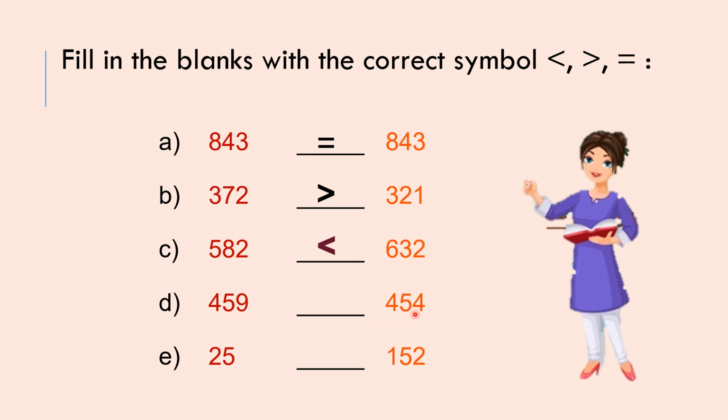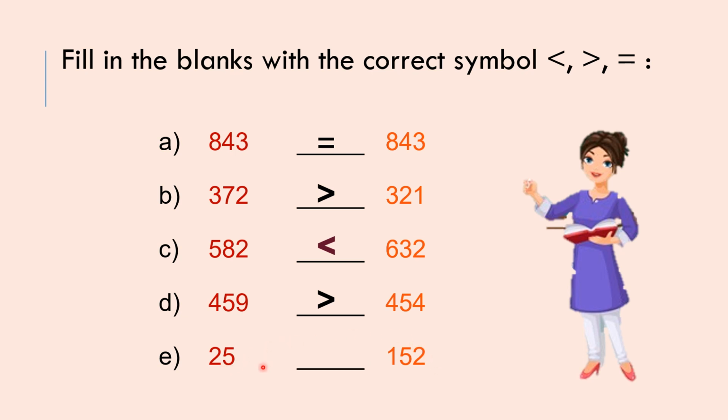459, 454. Both are 3-digit. 4 in the hundreds, 4 in the hundreds. Both are same. 5 in the tens, 5 in the tens. Again both are same. 9 in the ones and 4 in the ones. Yes, now we can compare as both are different. 9 is a greater number. So we put 459 is greater than 454.